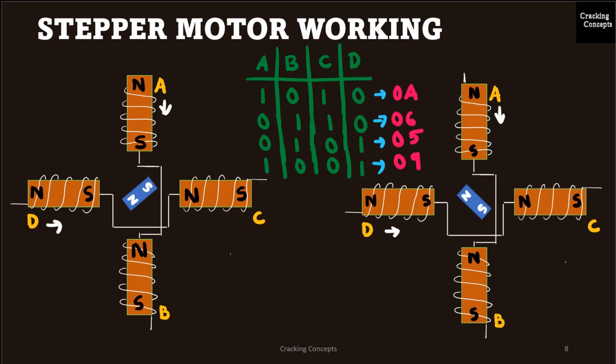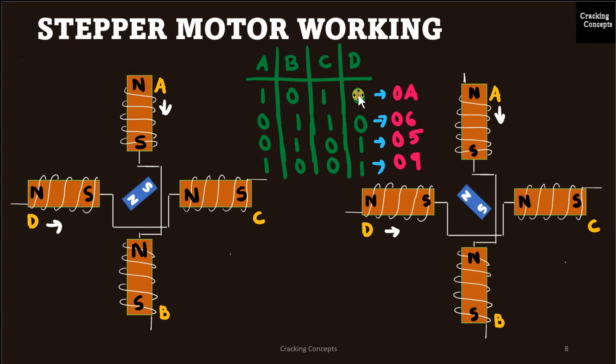And for the last pair, we choose A and D, which will be 1 and the other 0. The polarity will be same for D, but it will be reversed for A. North-south, north-south. These north poles will attract the south pole and these south poles will attract this north pole, as a result of which the rotor will shift like this.